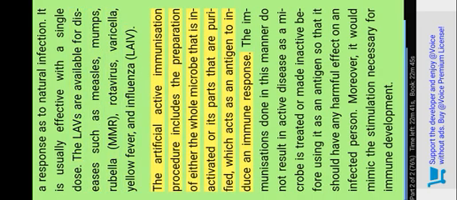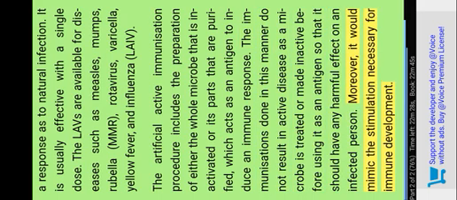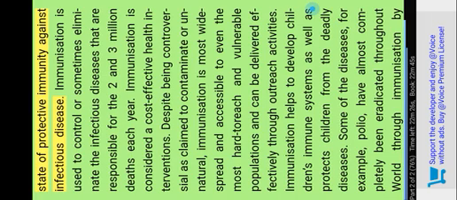The artificial active immunization procedure includes the preparation of either the whole microbe that is inactivated or its parts that are purified, which act as an antigen to induce an immune response. The immunizations done in this manner do not result in active disease, as the microbe is treated or made inactive before using it as an antigen so that it should not have any harmful effect on an infected person. Moreover, it would mimic the stimulation necessary for immune development. State of protective immunity against infectious disease.